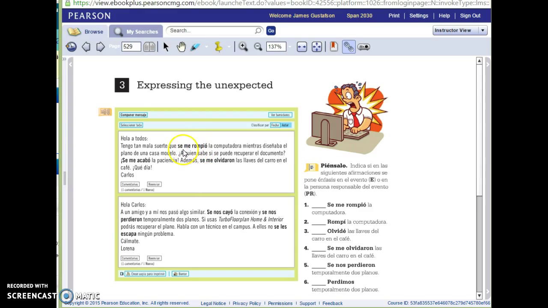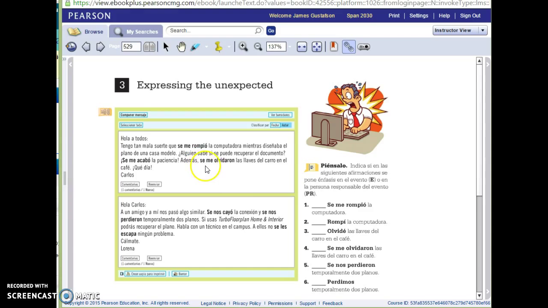So "se me rompió" means it broke on me. Right? The computer broke down on me. That's the pattern. Right? If it was it broke down on you, it would be "se te rompió." If it was it broke down on him or her, it would be "se le rompió." If it broke down on us, "se nos rompió." So you always have the "se" plus the third person verb form, and then the pronoun here is going to be whoever had the accident. So this is sort of a way of explaining or not taking responsibility for something, essentially.